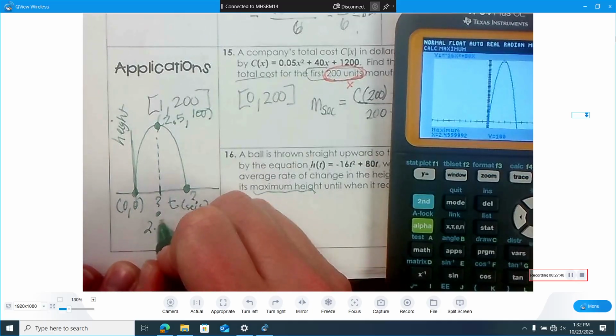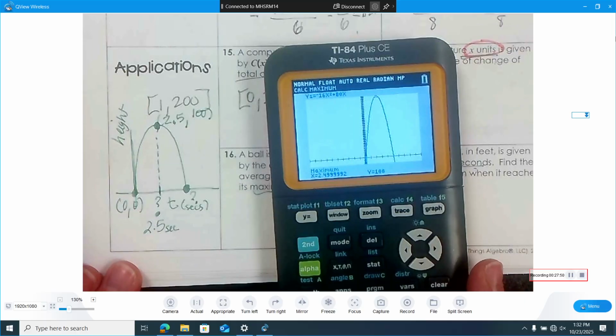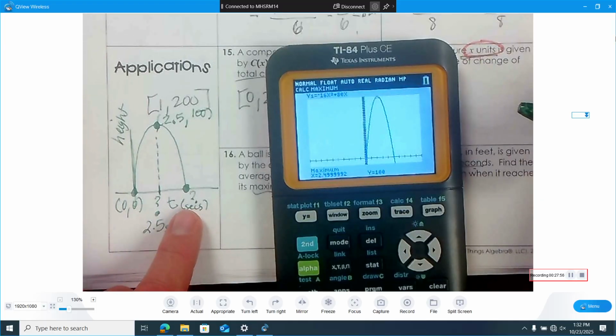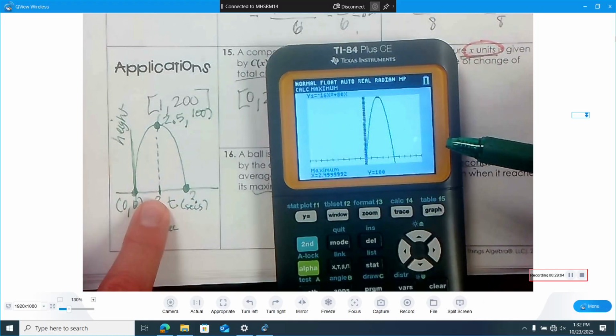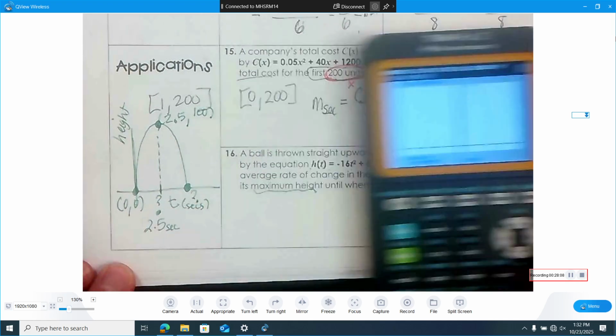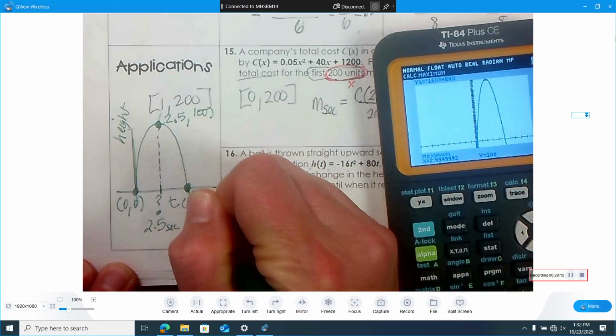So 2.5 seconds, wow, that was in the air a pretty long time. 2.5 seconds to reach the maximum. And then, what else did we need to know? When it reaches the ground. Well, it reaches the ground when it's got a height of 0. If it took 2.5 seconds to get up there, how long to come down? Yeah, another 2.5 seconds to get down. All right. So that is 5 seconds.